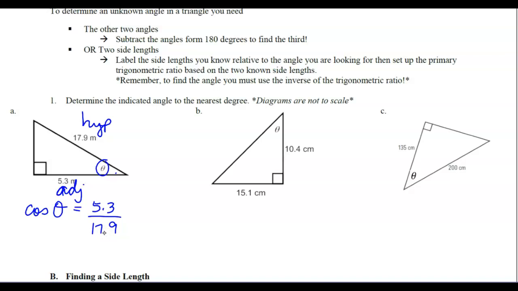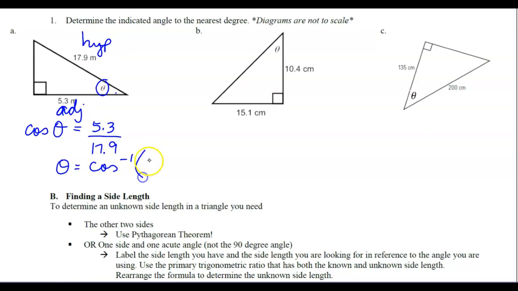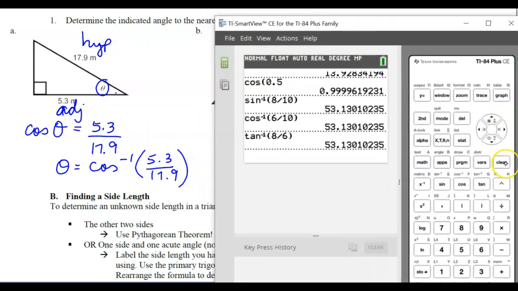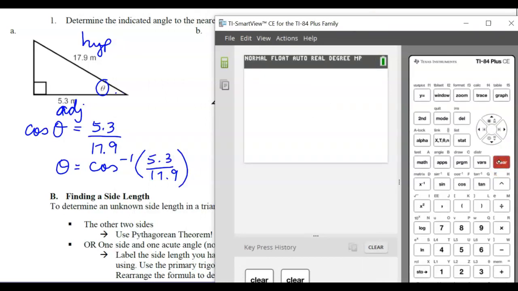Your calculator is going to do things for you. So now theta, remember, if we're finding the angle, it's going to look like cos with a little negative 1, which means cos inverse, bracket 5.3 divided by 17.9. So that's what you enter in your calculator. So if I do it on a TI, I'm just going to try to clear off some of this stuff. So I'm going to go second key, cos key, 5.3 divide 17.9.